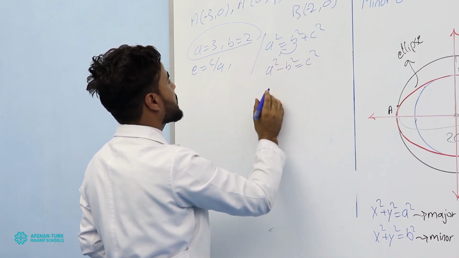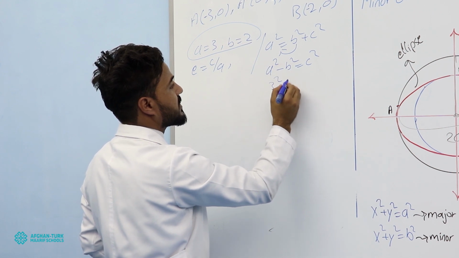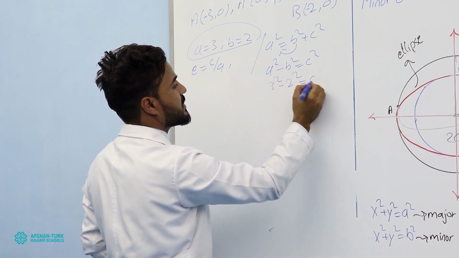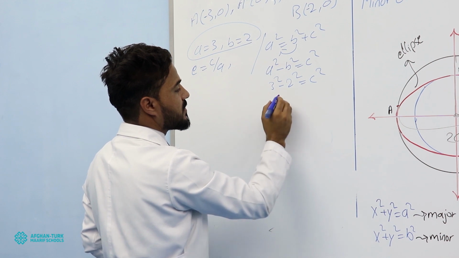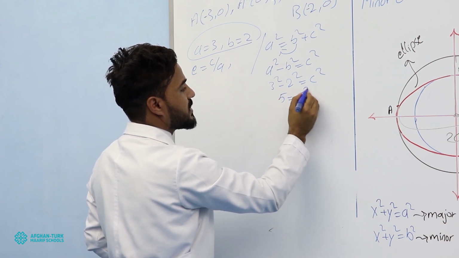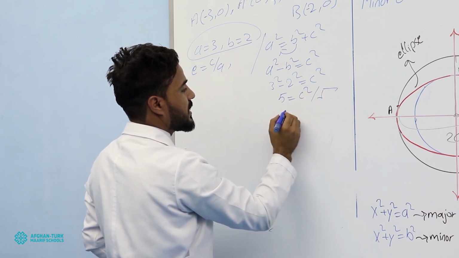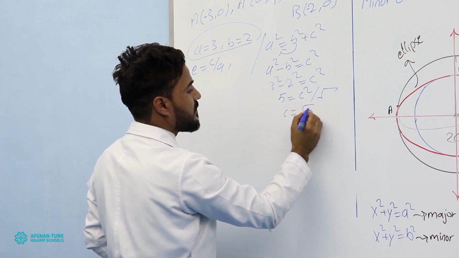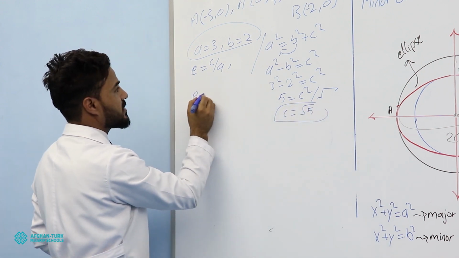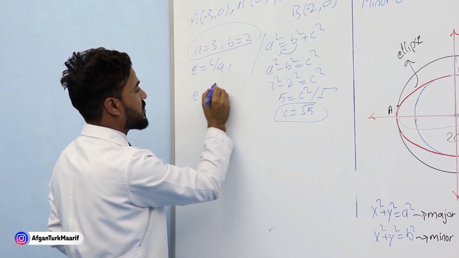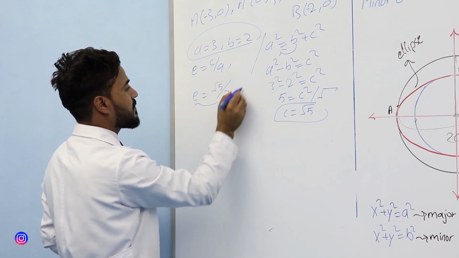So when we bring this one to the left side, we will get A square minus B square is equal to C square. A is equal to 3 square minus B is equal to 2 square is equal to C square. 9 minus 4 is equal to 5, equal to C square. When we get square root of both sides, C will equal square root of 5. So eccentricity is equal to C over A. C is square root of 5 and A is 3.